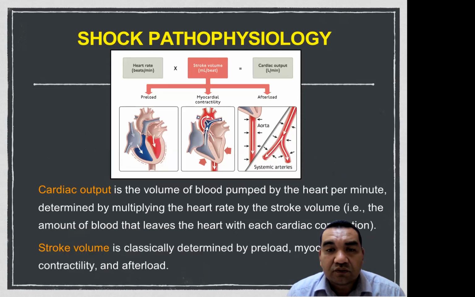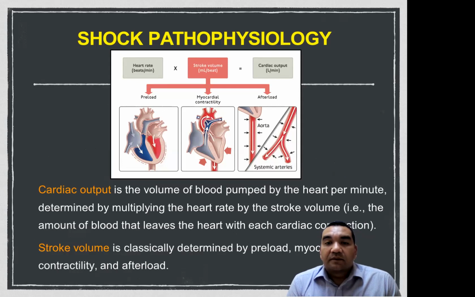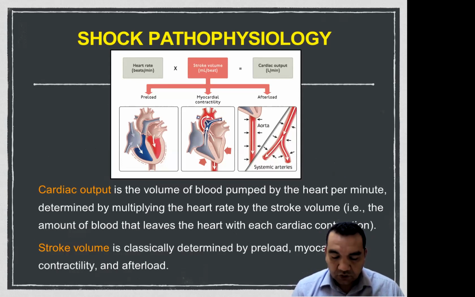Cardiac output is affected by two things: first is heart rate, second is stroke volume. The factors that affect our stroke volume are, number one, preload; number two, myocardial contractility, which correlates with Starling's law; and also the afterload. As you know, if a patient is in shock, the afterload will reduce because of vasoconstriction, and sometimes because of this, you'll have tachycardia first, and your BP will drop later.